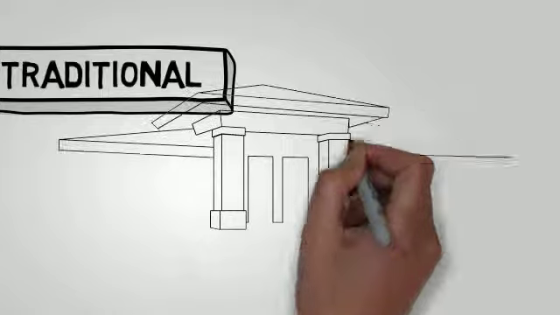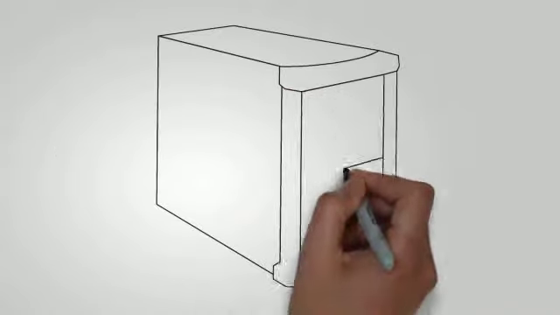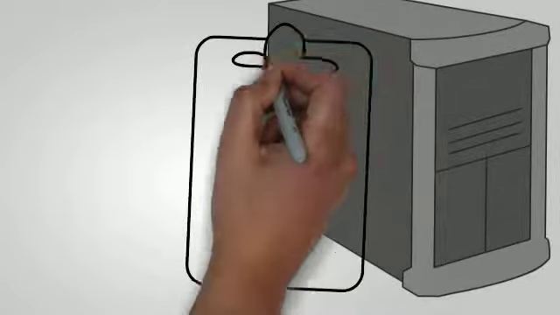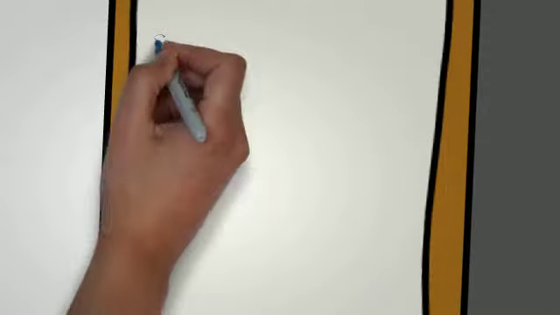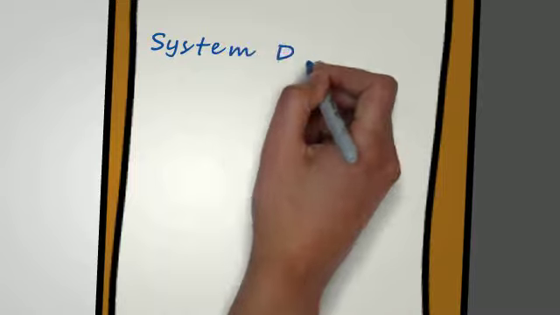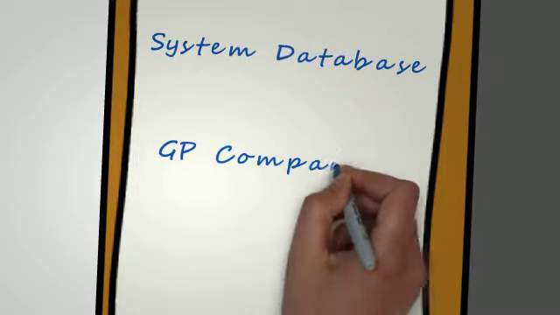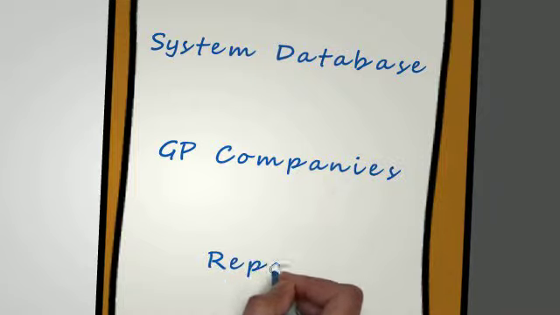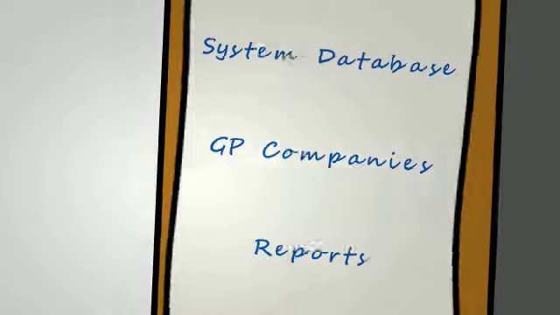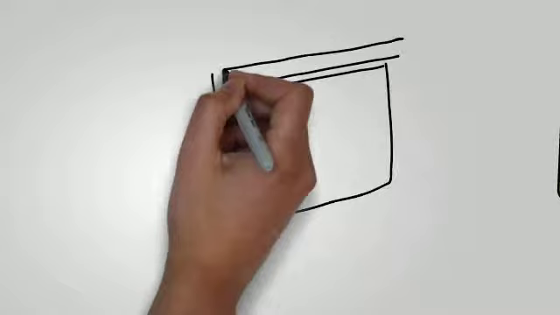In this scenario, you get up each morning and you head into the office. In your office building, you've got a server. There are a few items related to GP that are housed on this server. First, you have your GP system database, where your common GP data is stored. Next, you've got your GP companies set up. And finally, you have your reports. You probably have the server sitting in some back room.